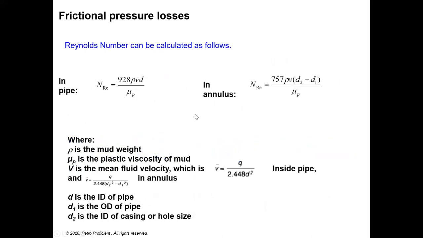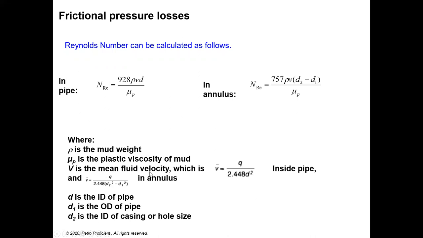Now, how do you calculate the Reynolds number? This is a mathematical equation that you use to calculate it. This is available in a lot of textbooks; I've just taken it from there. NRe is this constant multiplied by your density, and then velocity. You have the diameter of the pipe, and then you have your plastic viscosity. So these are some of the parameters here: diameter, ID, OD. If you are in the annulus, then you have your pipe diameter and your hole diameter. So that's how you have your D2 and D1.